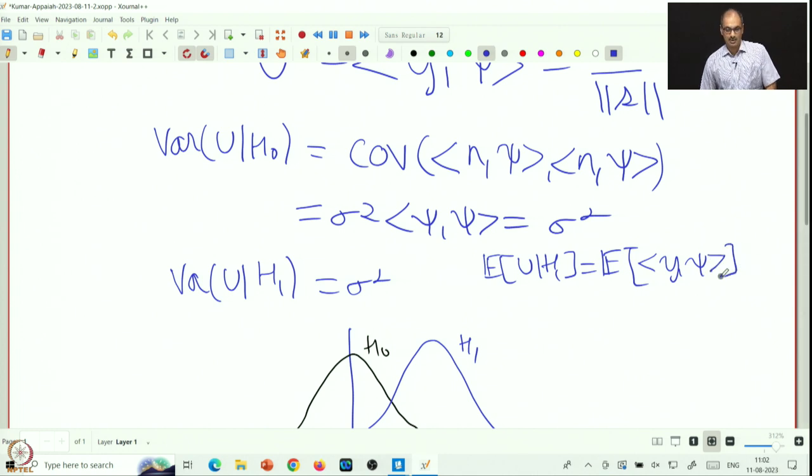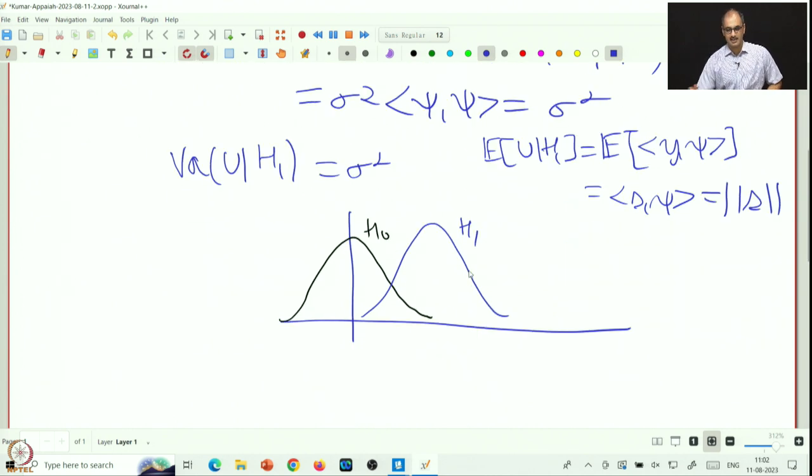But y is actually s plus n, and the inner product of s comma psi is norm s. Therefore, under u, the means are 0 and norm s, the threshold is at norm s upon 2, and the variance is just sigma square. So effectively, you are scaling the whole problem by norm s.